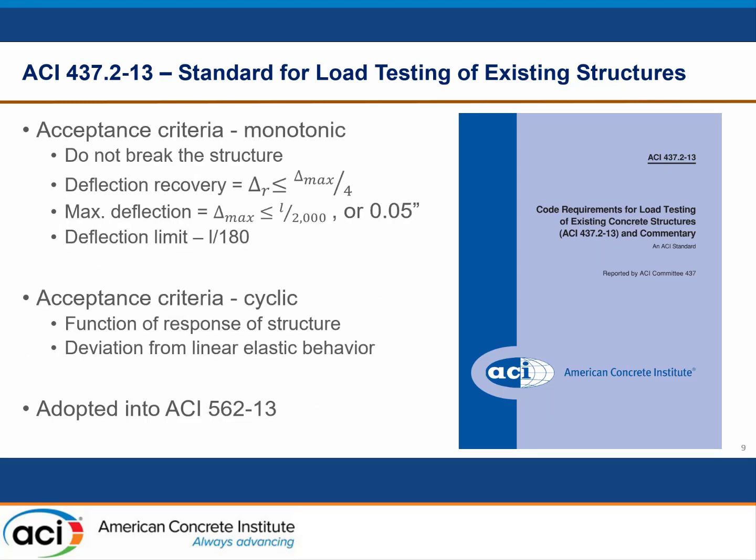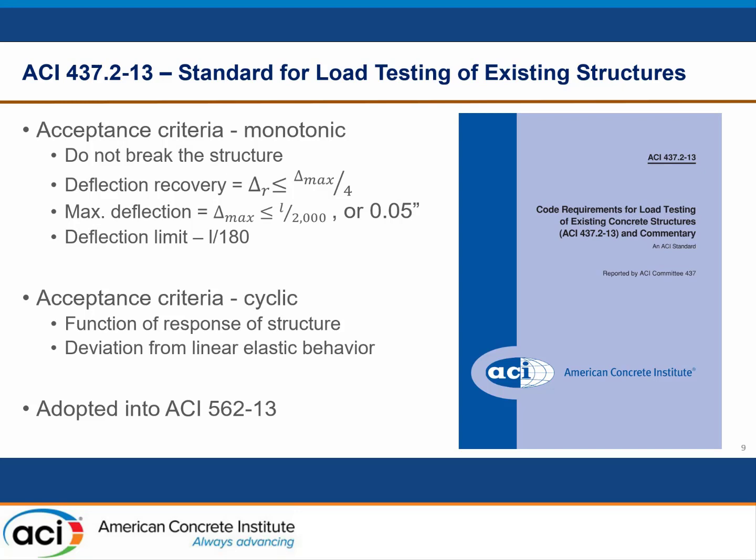Talk about acceptance criteria, what's a little bit different. The monotonic test is exactly the stuff that you've seen before: deflection recovery, do not break the structure. But now, on the max deflection, it's L over 2,000 or 0.05 inches. That's, as Brian described, a method to not punish stiff structures. It's also a little bit simpler, and it's getting away from something that had no rational basis, plus this deflection limit.